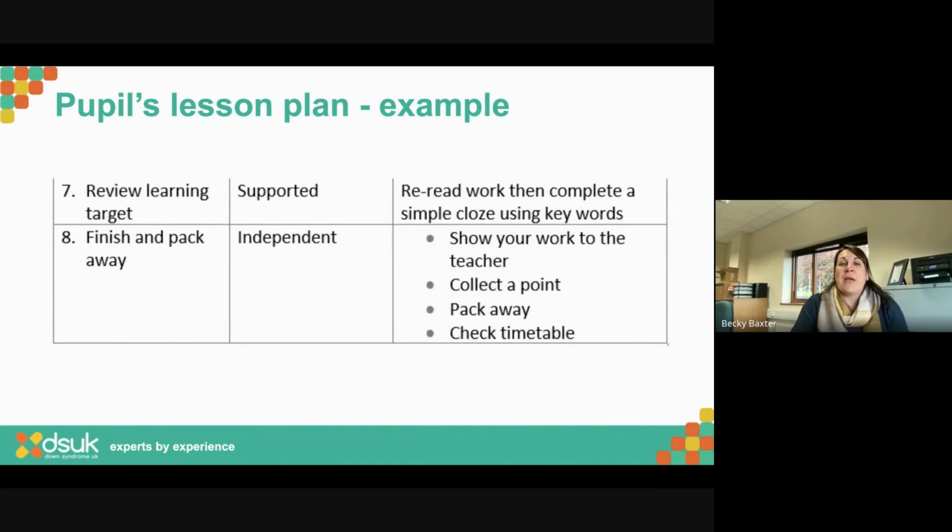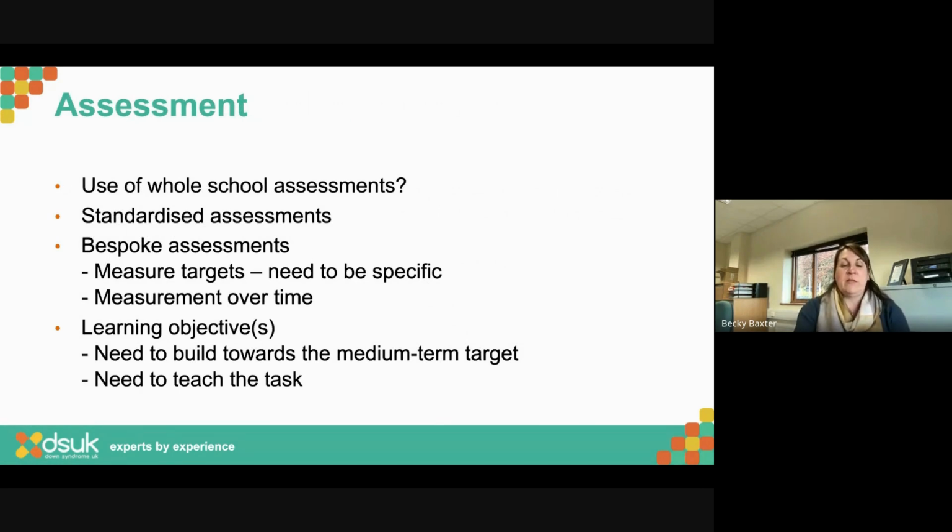And then we're going to look back at our learning objective. Reread their work and complete a simple close using the keywords. They've got a final job to do where they're going to go back and see, can they tell the adult which words should go in those sentences, and then finish and pack away. Again, you're on your own. Show your work to the teacher, collect a point for great work in the class, pack away, check your timetable, where you're going next. And having that repetition, that structure in the classes, not everyone, but where it works, is going to mean I'll become more independent in this session.